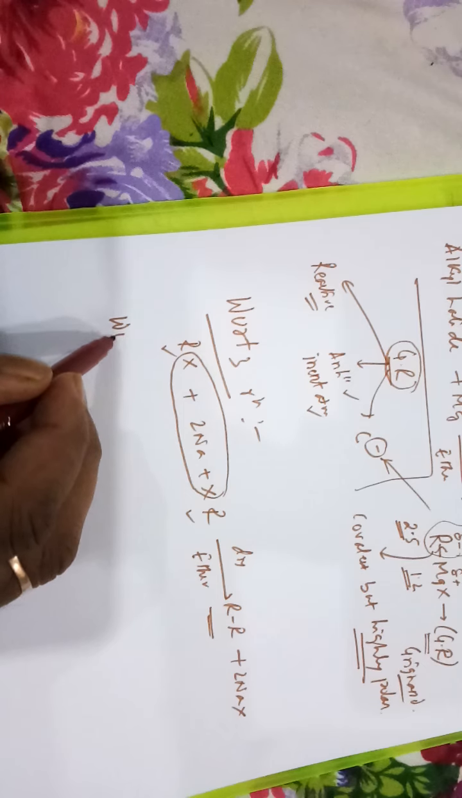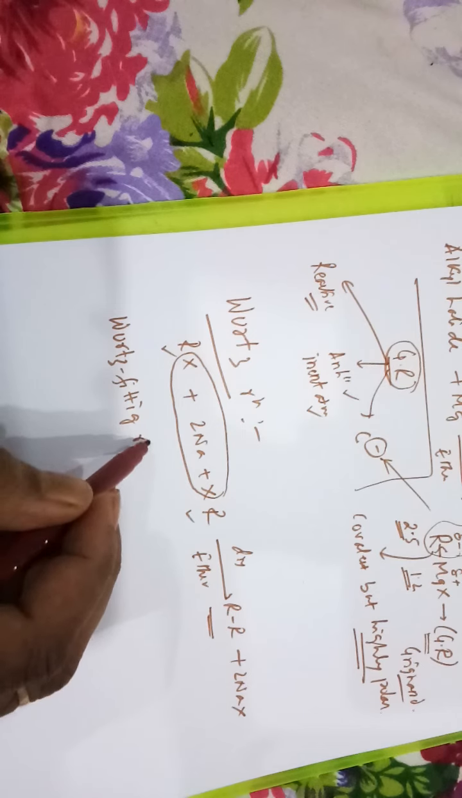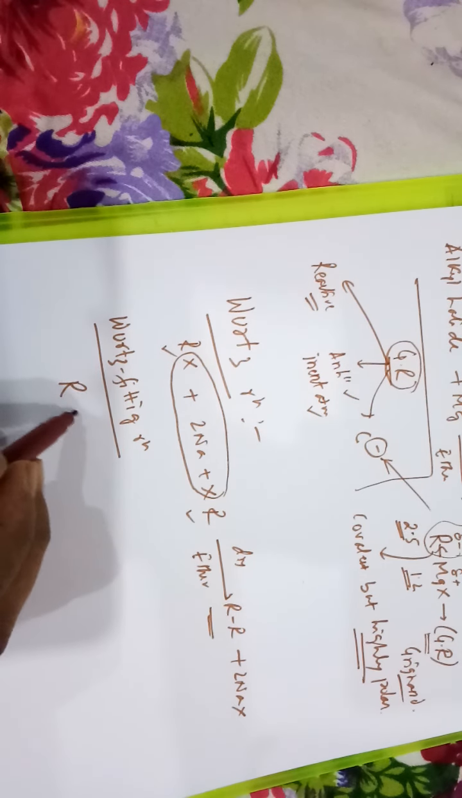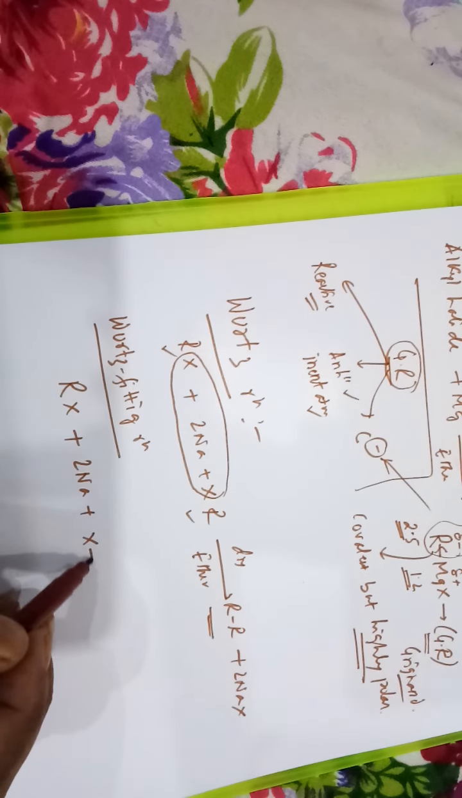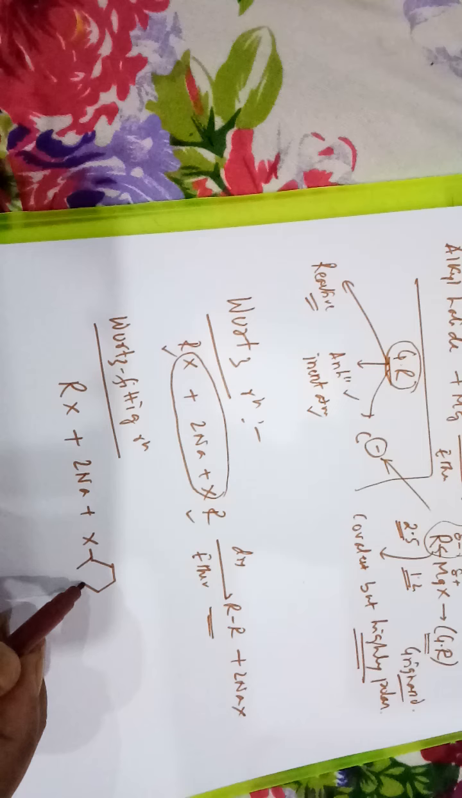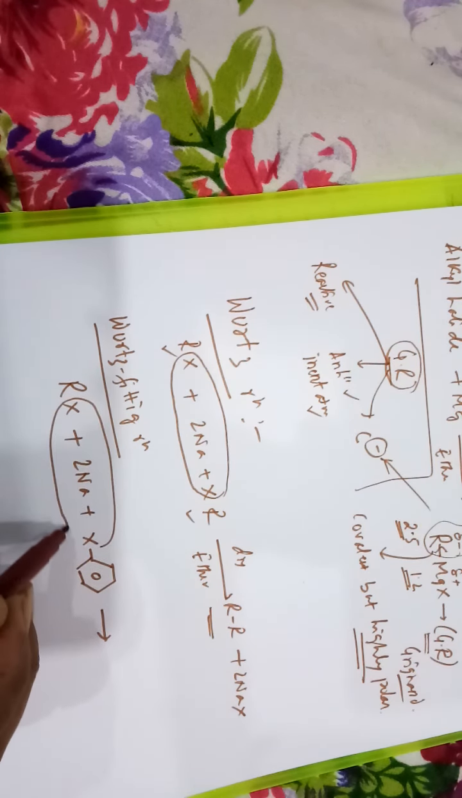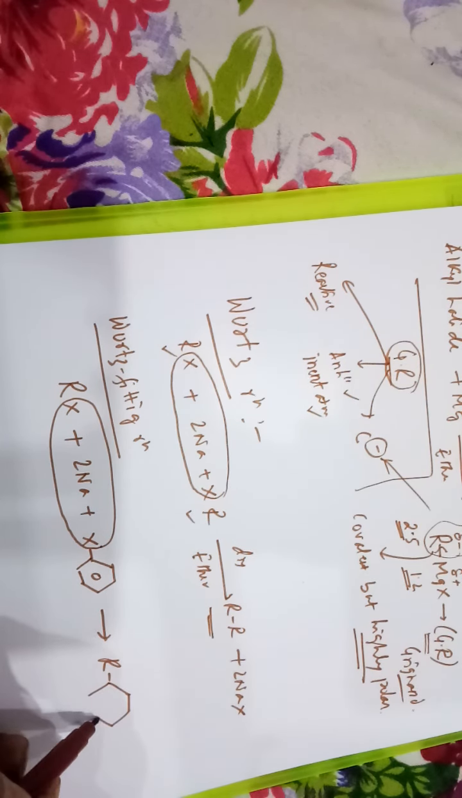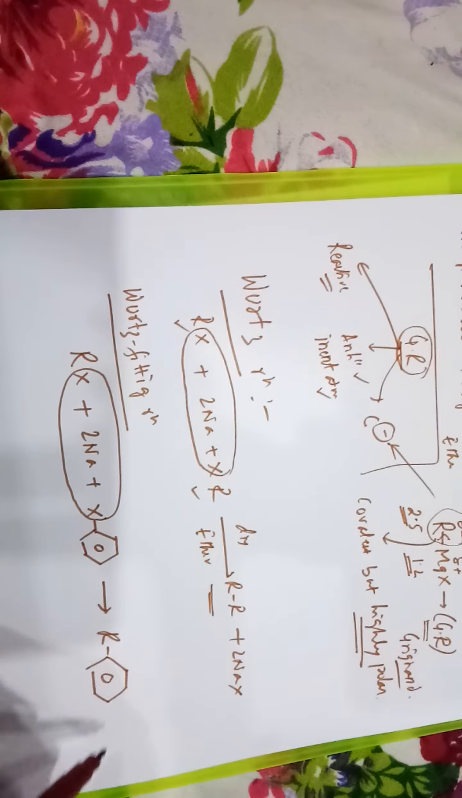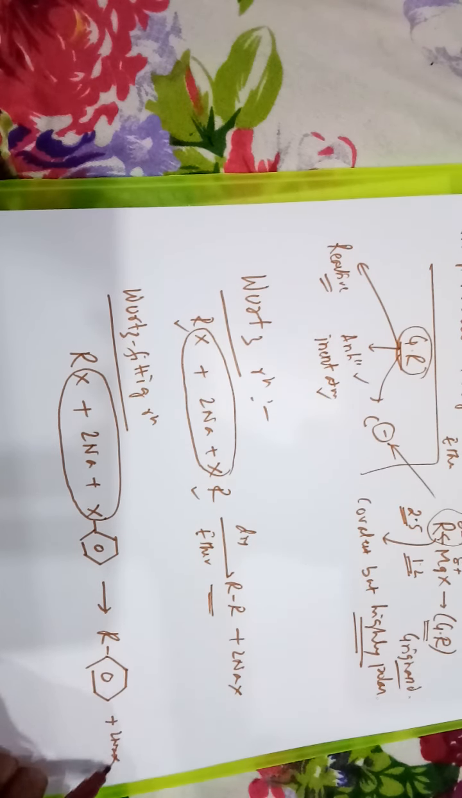Next one is the Wurtz-Fittig reaction. In the Wurtz-Fittig reaction, this is your alkyl halide, then sodium, then another aryl halide. So there is a loss of this one, and an alkyl aryl compound is formed, plus 2 NaX. Obviously dry ether is used.